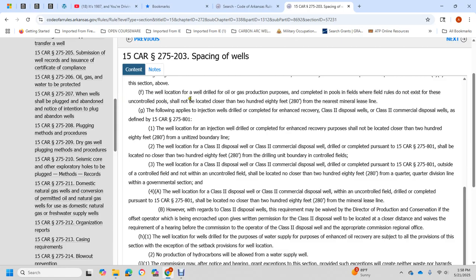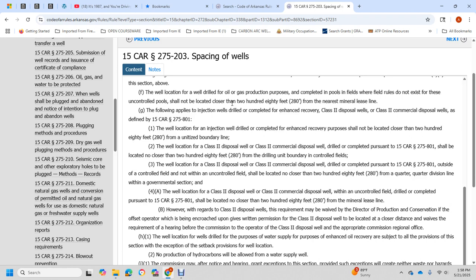where rules do not govern the uncontrolled pool should not be located closer than 280 feet to the mineral lease line. The following apply to the injection well drilled or completed for enhanced recovery, the Class 2 disposal, or the Class 2 commercial disposal well as defined in Title 15 Code of Arkansas Rule 275-801.